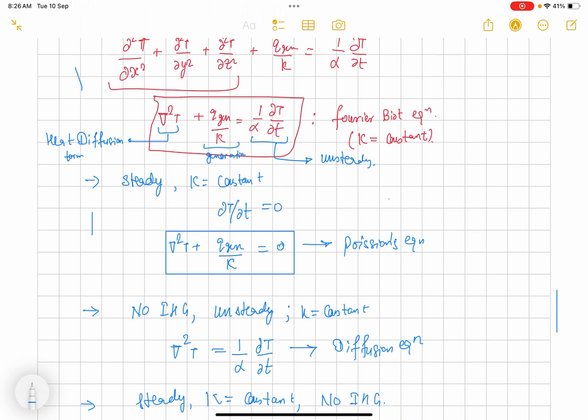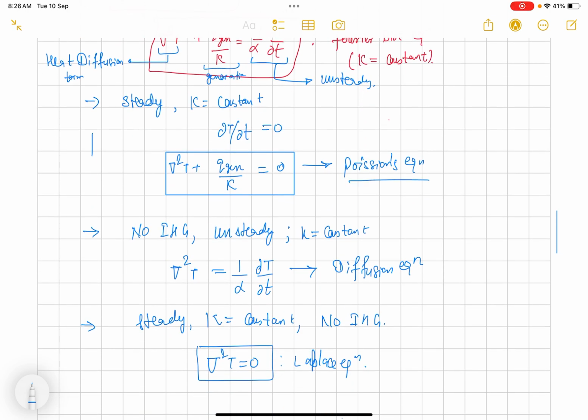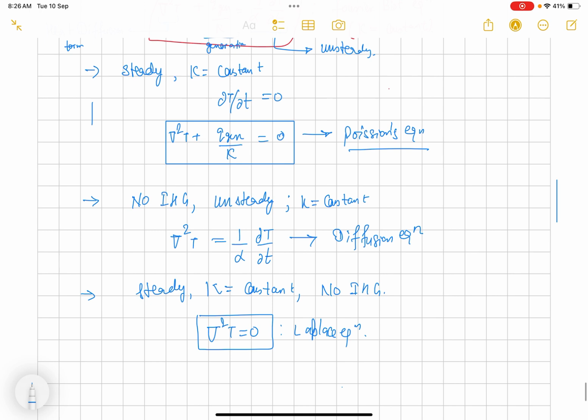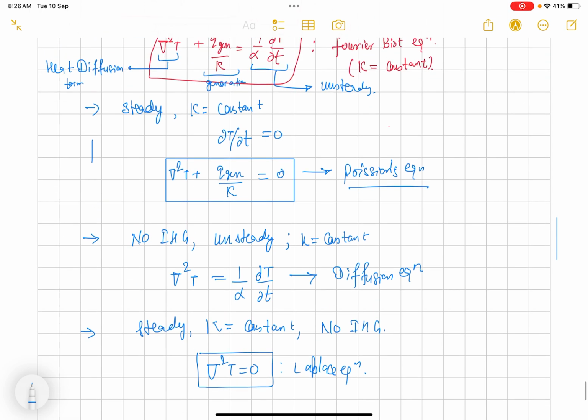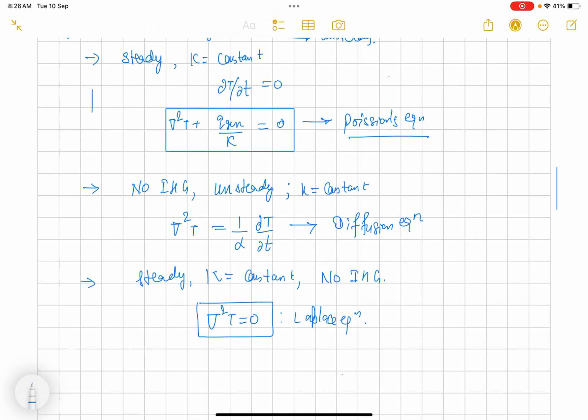And if we apply one more assumption, steady state, then the right-hand side part will go, and we are left with only the diffusion term and generation term. That particular equation is known as the Poisson equation. Next, if we think about no internal heat generation, but the problem is unsteady, and k is constant, then only the generation term will be knocked out, and the diffusion term and unsteady term will remain. That particular equation is the diffusion equation.